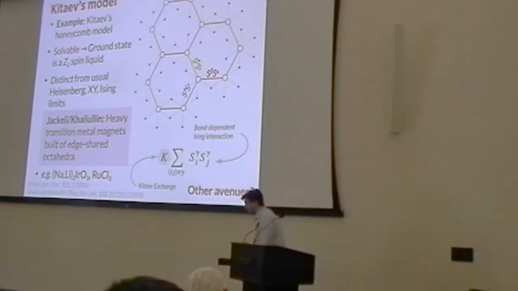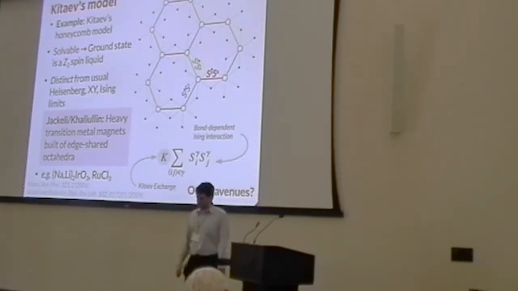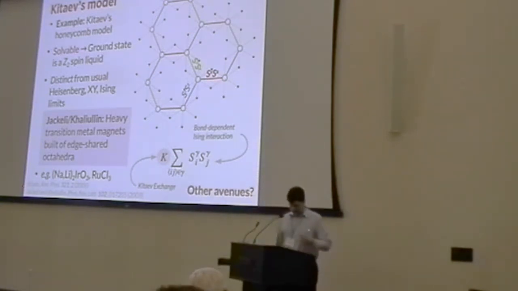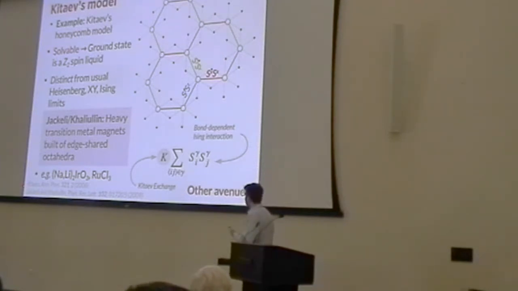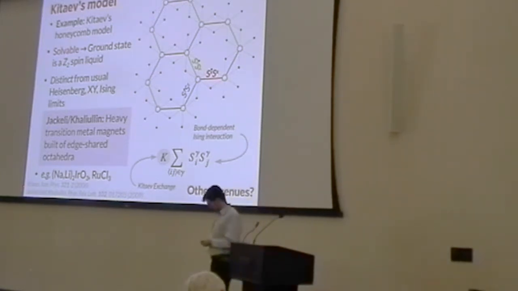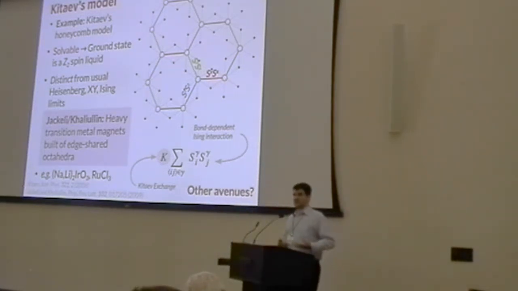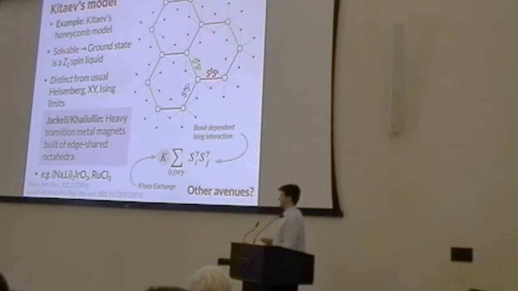This model is exactly solvable and has an exotic gapless Z2 spin liquid ground state, but on a more fundamental level, it represents a kind of anisotropic Hamiltonian that is distinct from things like the isotropic Heisenberg model, the XY model, or the Ising model. This kind of thing isn't protected by any specific symmetries, but is known to be somewhat closely realized in certain types of heavy transition metal magnets that are built out of edge-shared octahedra. For example, the sodium iridates, and more recently, ruthenium chloride.